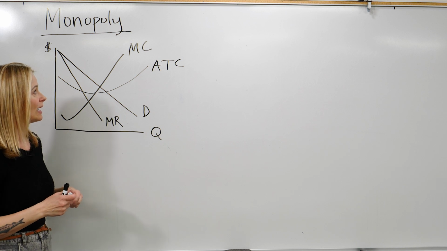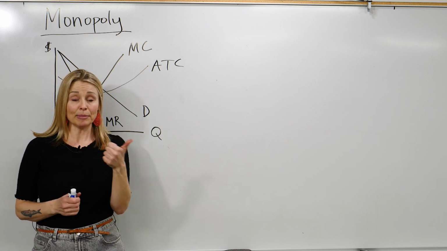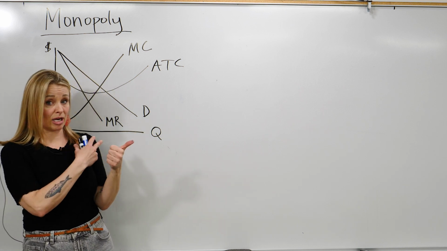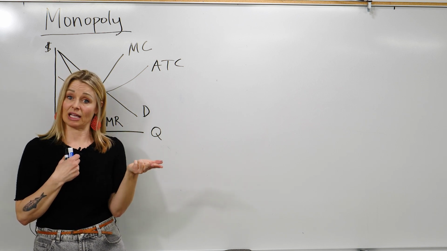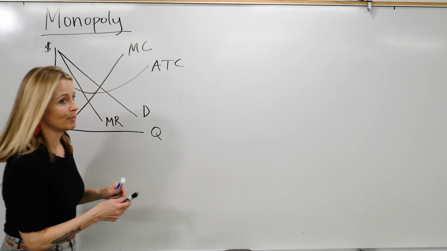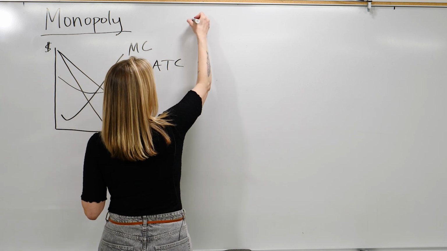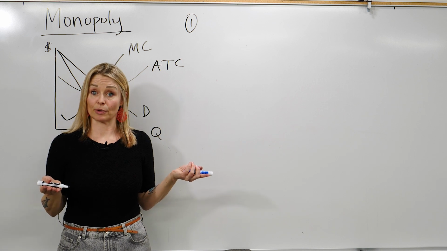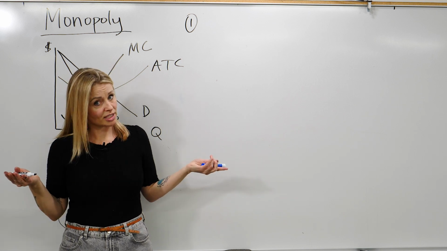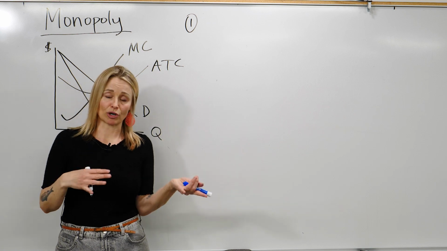So we're going to try to figure out, our task is to figure out how much should we produce, us being this monopolist, what price should we charge, and what profit are we making, if any. So step 1, we're going to figure out the quantity that we want to produce at. What's the profit maximizing rule that we're going to use? Produce the quantity where marginal cost equals marginal revenue.